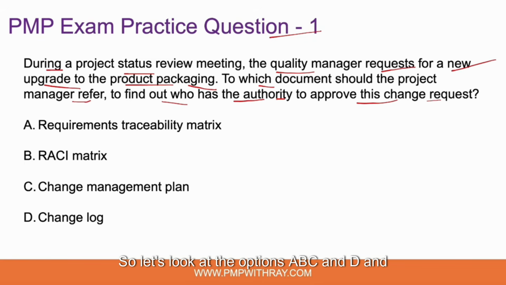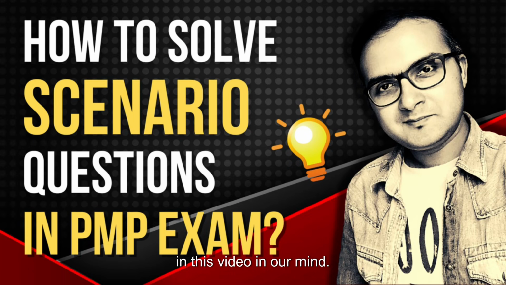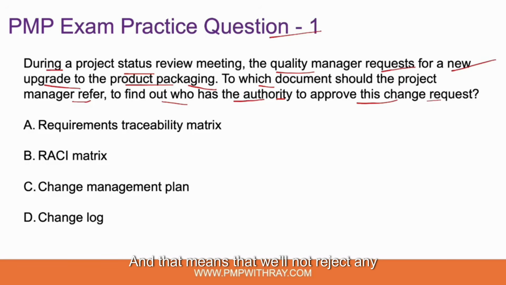So let's look at the options A, B, C and D and evaluate them one by one. And while doing that, we'll keep the positive bias principle, as we have learned in this video, in our mind. And that means that we'll not reject any option without solid reasoning. So we'll always have a positive bias of keeping all the options on the table till we have a solid reason to reject that option. So let's evaluate the options one by one.